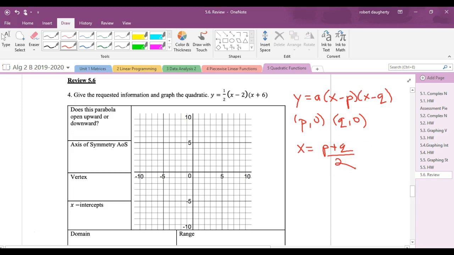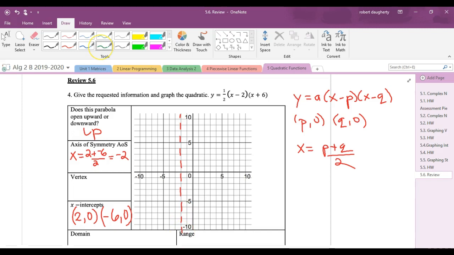So this parabola is going to open upward. The axis of symmetry is going to be, let's first write the x-intercepts. The intercepts are going to be at (2, 0) and (-6, 0). And then the axis of symmetry is x equals (2 plus -6) over 2. That's -2. So at -2, that's this line right here.